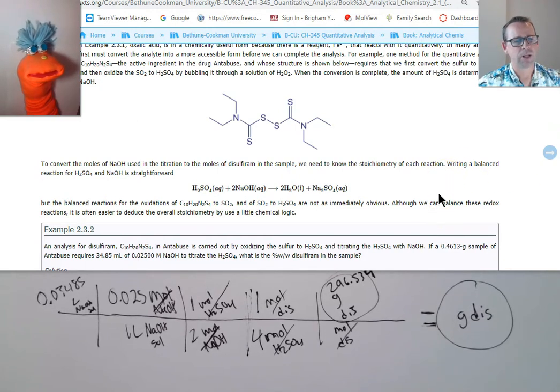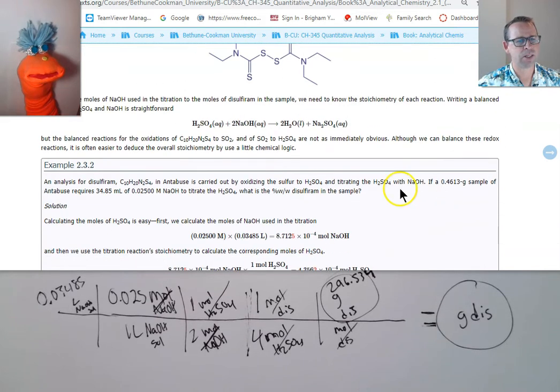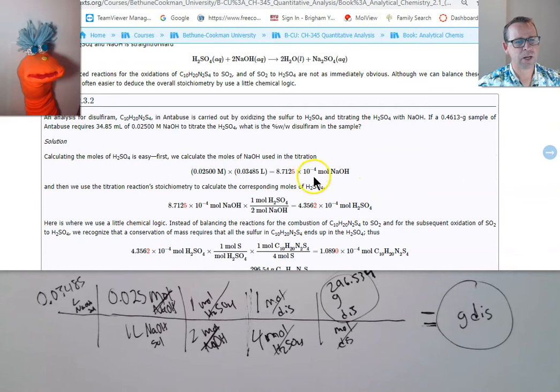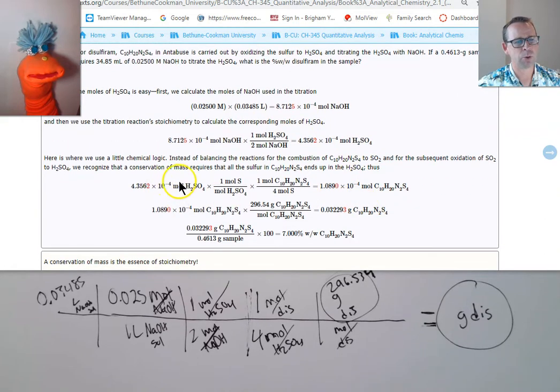So let's follow what they did here. They identified the moles of sodium hydroxide, and then went to moles of H2SO4. And then after they got moles of H2SO4, they went to moles of sulfur, and then 4 moles of sulfur for every mole of disulfiram. And then this is how many moles of disulfiram. We didn't quite finish though, did we? We needed to take that grams of disulfiram and divide by our grams of sample, times 100 to get your weight percent.